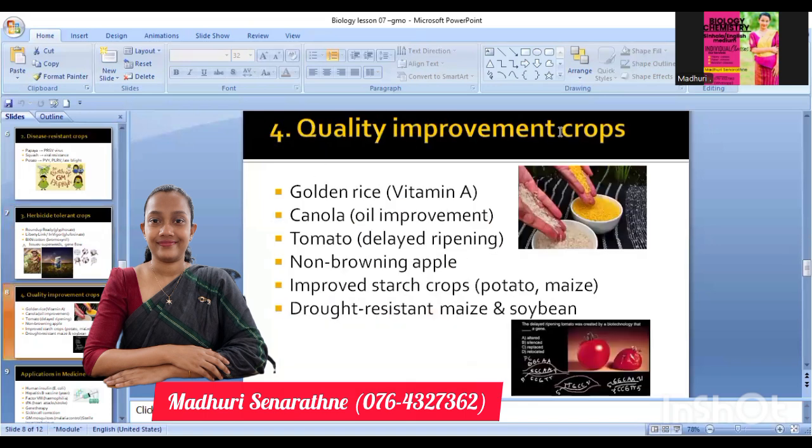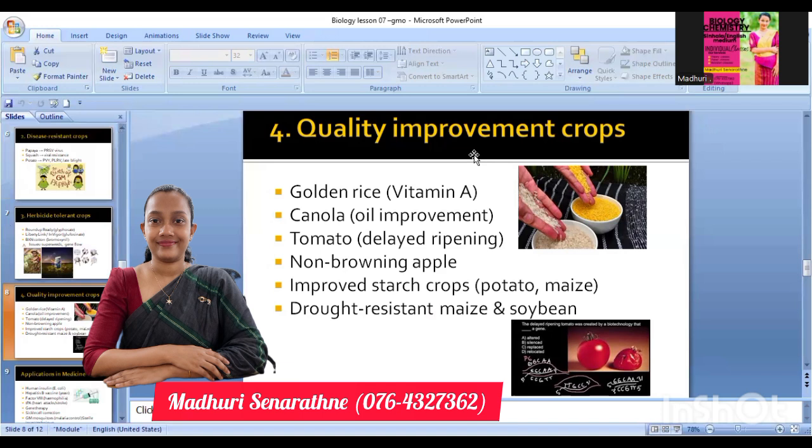Fourth one, quality improvement crops. GM technology is also used to improve nutritional quality. A famous example is golden rice, which contains vitamin A. Other examples include canola, tomato, non-browning apple, improved starch crops, drought-resistant maize, and soybean. Golden rice, then non-browning apples and tomatoes with delayed ripening.